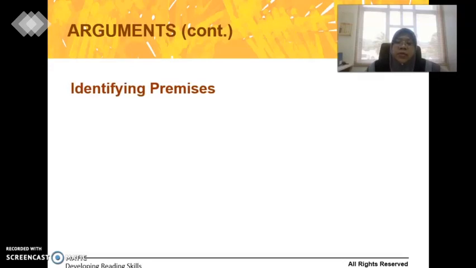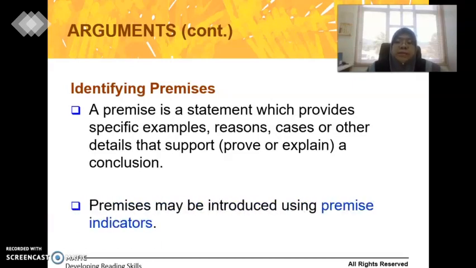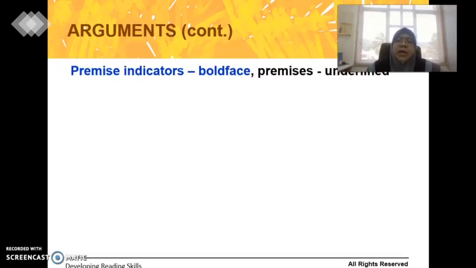Okay, how to identify premises. A premise is a statement which provides a specific example, reasons, cases, or other details that support, prove, or explain a conclusion. Premises may be introduced using premise indicators. For example, words like since, judging from, because, for, given that, inasmuch as, seeing that, considering that, on account of, in view of, as indicated by, this is implied by. They are premise indicators.